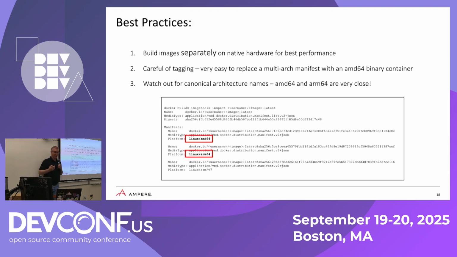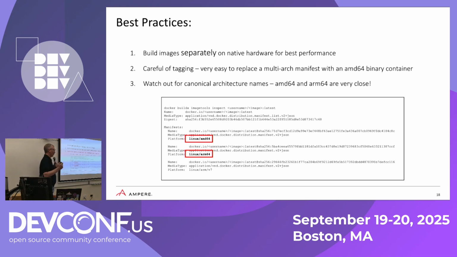Some of the best practices: you want to build your images separately on native hardware rather than doing cross-compilation. Be very careful of tagging. Like I said, it's very easy to replace a multi-arch manifest with an AMD64 binary container. I've seen this happen multiple times when people are short-circuiting CI processes because they have to get a quick fix into something. They push the container to the tag, which is unassociated with an architecture, and they end up overwriting a manifest with a binary container. Happens a lot. Be careful of it.